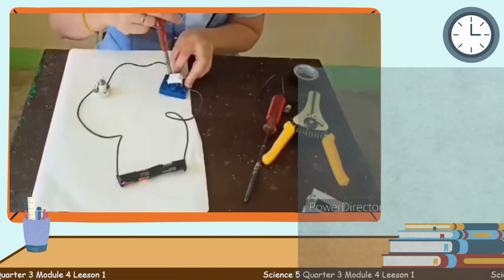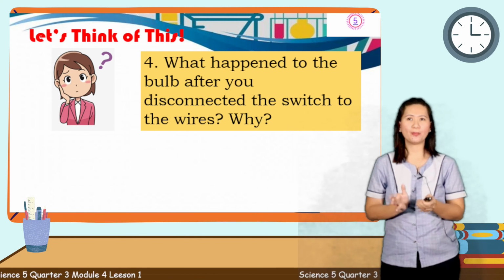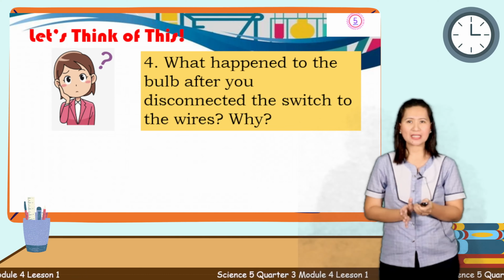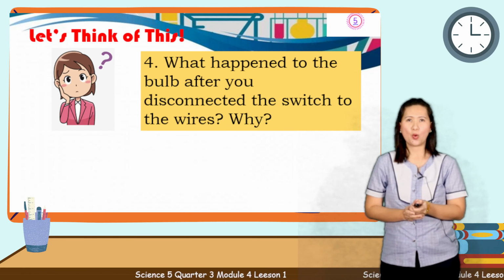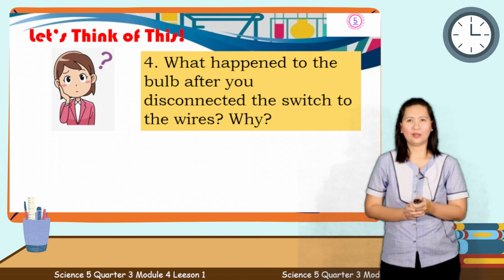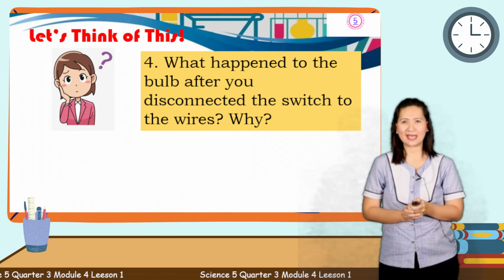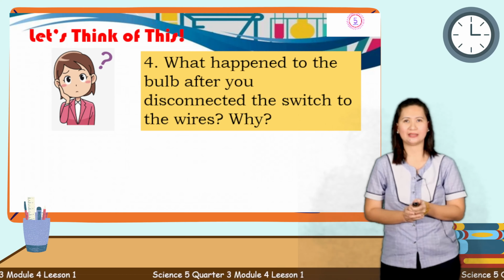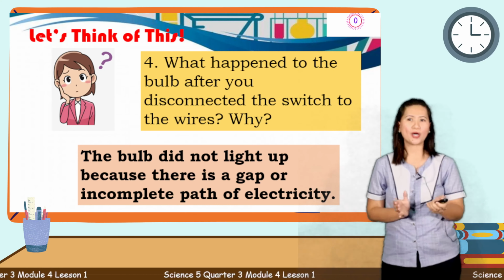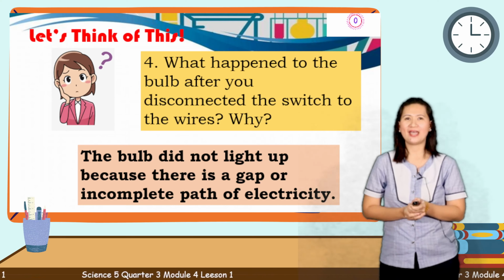Next, number 4. What happened to the bulb after we disconnected the switch to the wires? Why? Okay, I'll give you 5 seconds to answer again. If you noticed in the video, I disconnected the switch to the wires. So what happened to the bulb? The bulb did not light up because there is a gap or incomplete path of electricity.